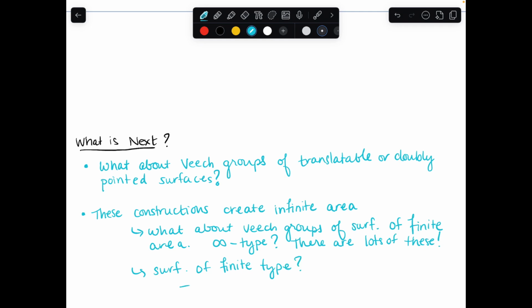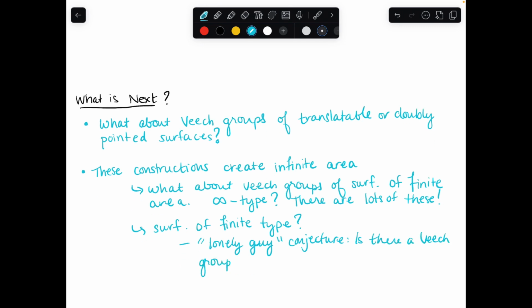There's a big open question for surfaces of finite type known as the lonely guy question, which asks, is there a Veitch group generated by a single hyperbolic matrix? So this is completely wide open for surfaces of finite type, whereas the previous work and results that I showed you today prove this conjecture for surfaces of infinite type. So there are a lot of great open questions left, and you should keep your eyes open for new results in symmetries of flat surfaces.